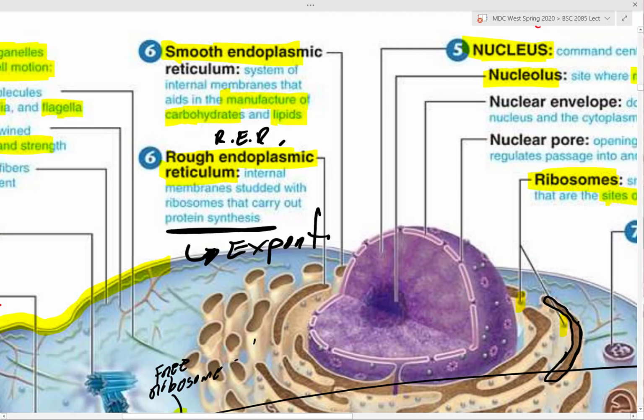What is the way of storing carbs? We talked about it. Glycogen. So the carb that they're talking about is what? Glycogen. So glycogen synthesis. The glycogen that is stored in your liver.